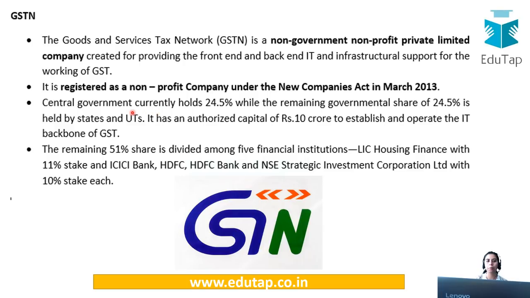so that you can get details about what was the share of the central government. Here it is mentioned 24.5% by the central government and 24.5% by the various states. So it was divided among all the states and UTs, and 51% by some financial private institutions. But now it is going to be 100% for the central government. We have just seen that central and state governments had an equal share. So these are some important points on GSTN, and if you find or recall any other useful thing about GSTN or the anti-profiteering authority, you can mention it in the comment section below.